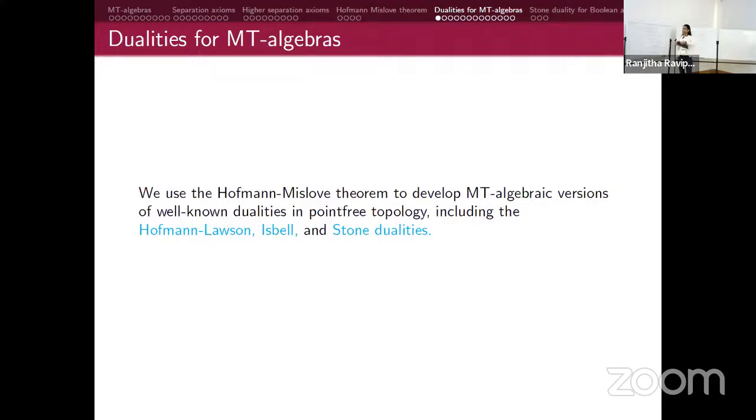Yeah, now I am ready to start with the dualities, and this Hoffman-Mislove theorem will be used in the proofs of all these dualities, but I'm not going to go through the proofs, so it's okay. So we have Hoffman-Lawson, Isbell, and Stone dualities. I think I'm going to include more of them, but we will see as I discuss.